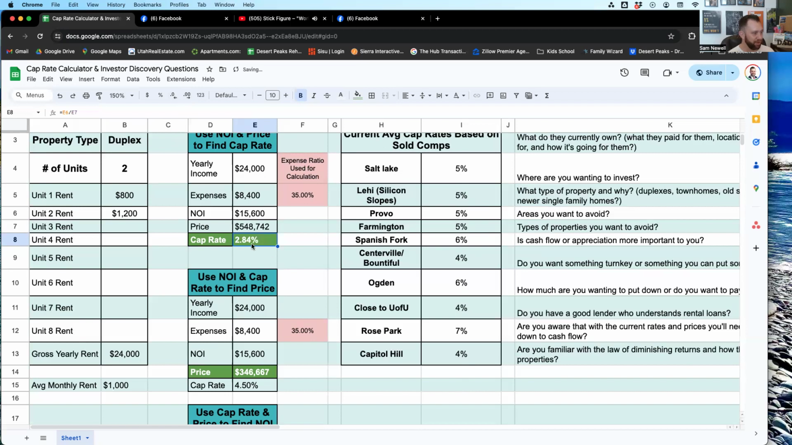2.8. That's really low, especially with interest rates where they are. No wonder they're still for sale. They've been for sale for a while.